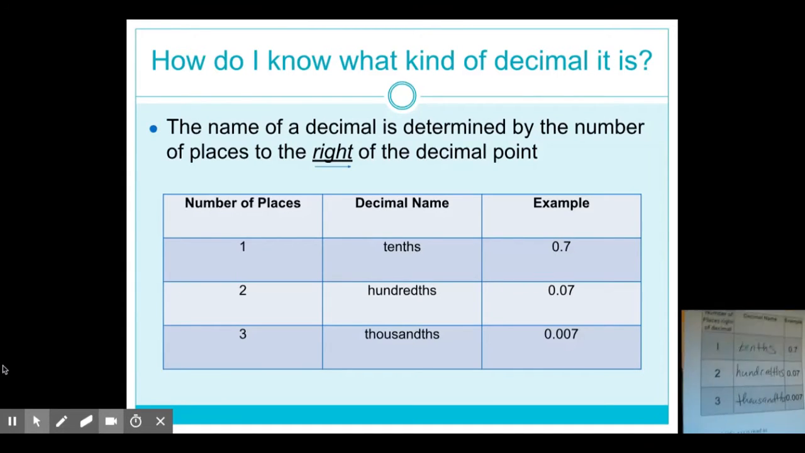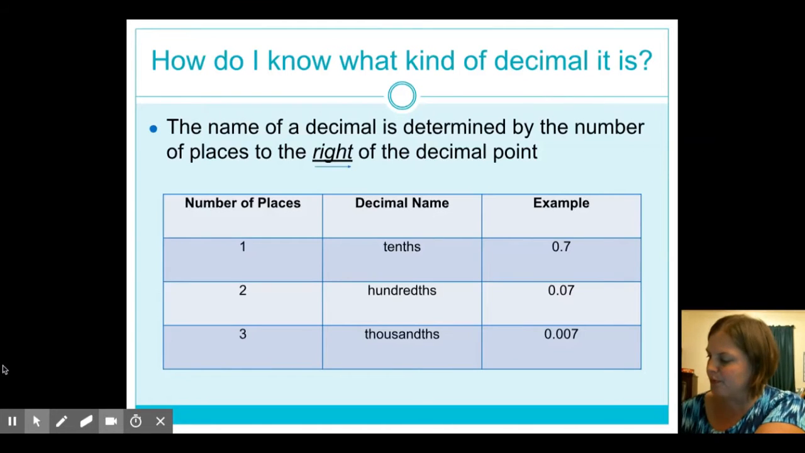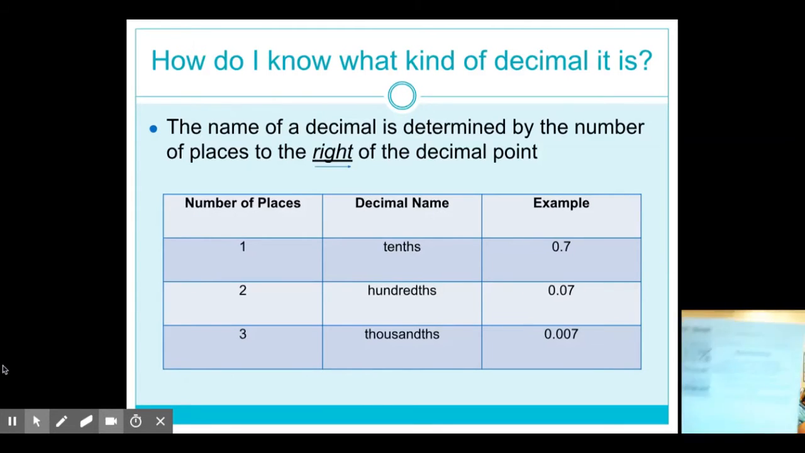I'm going to write it down for us just so you can see it. And you could do this if you wanted to in your own note taker. It is 7/10. It is 7 out of 10 pieces. So if you think about a pizza that's divided into 10 parts, and I ate 7 of them, it would be 7/10. That's a lot of pizza.